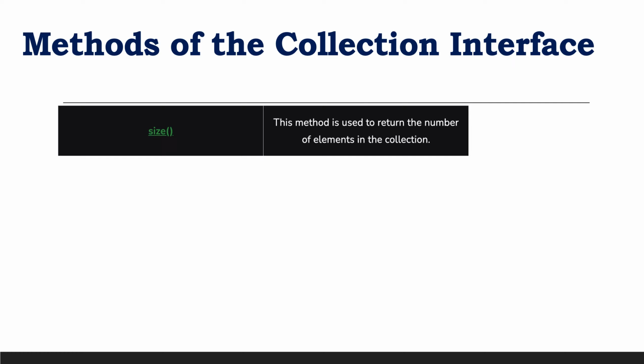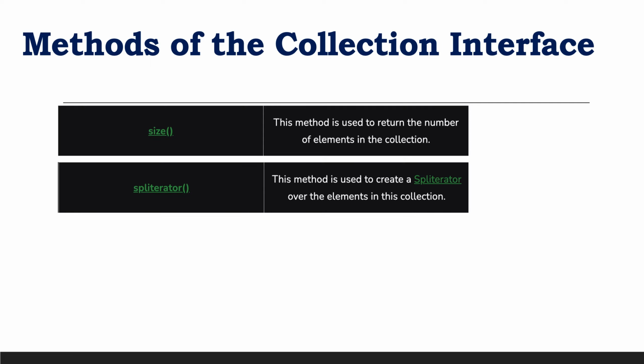The next method available in the collection interface is the size method. Basically this method is going to return the number of elements inside the collection, that is, the size of the collection.